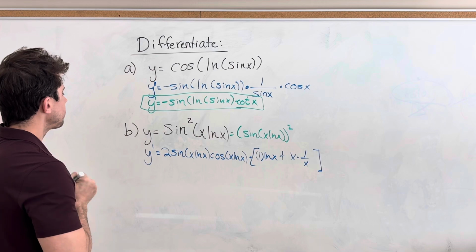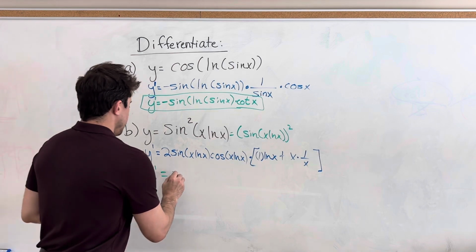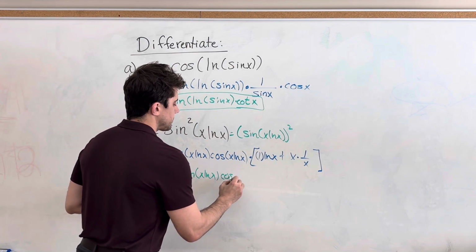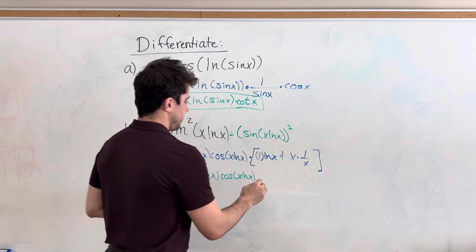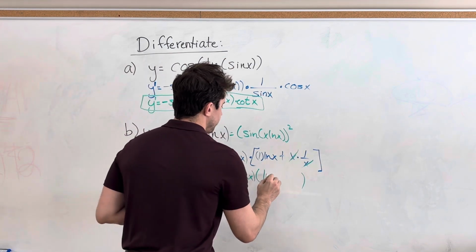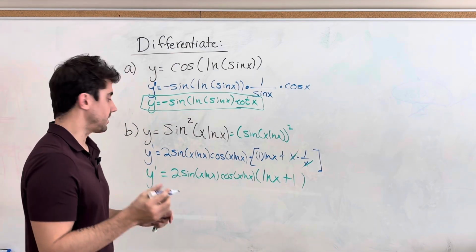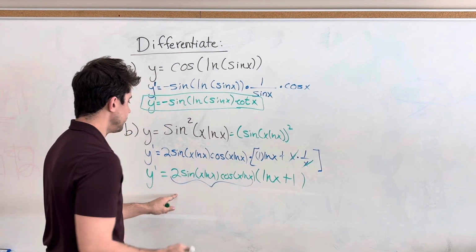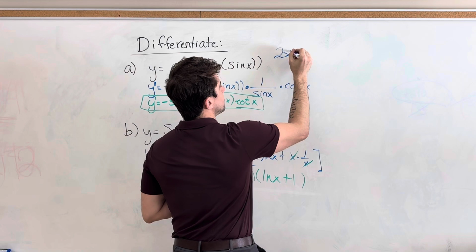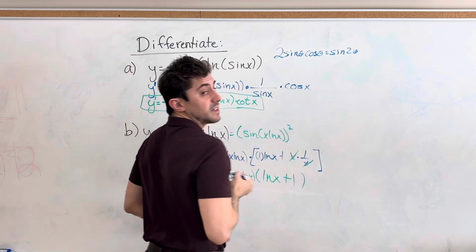And so cleaning this up a little bit, we get y prime, our derivative function, is 2 sine of x ln x cos of x ln x times, x is going to cancel out, so we get ln x plus 1. That's nice. And you might recognize from your trig identities that this is 2 sine of something, cos of something. And there is an identity that says 2 sine theta cos theta is equivalent to sine of 2 theta, right?